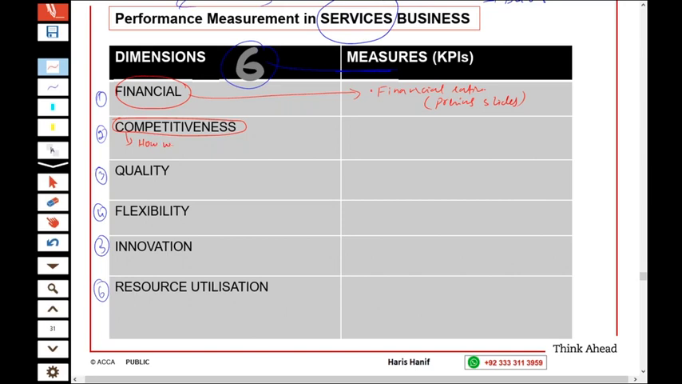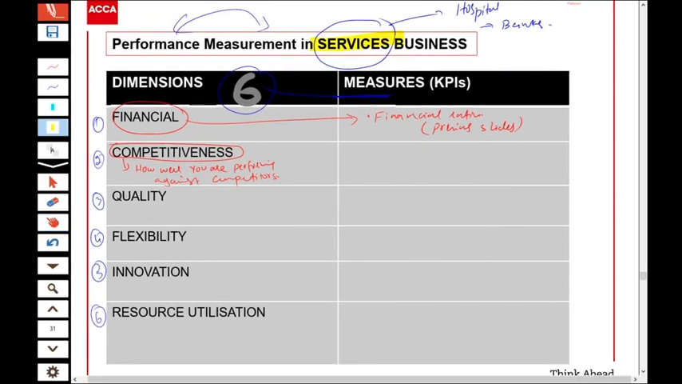That means how well you are performing against competitors. And this is not the manufacturing business, this is a service organization. In a service organization, the competitiveness can be measured through market share, through percentage of market share. For example, there are 1,000 customers of a particular service in my area, and we provide the internet service. From 1,000 users, I have got 200 customers. That means I have 20% market share.